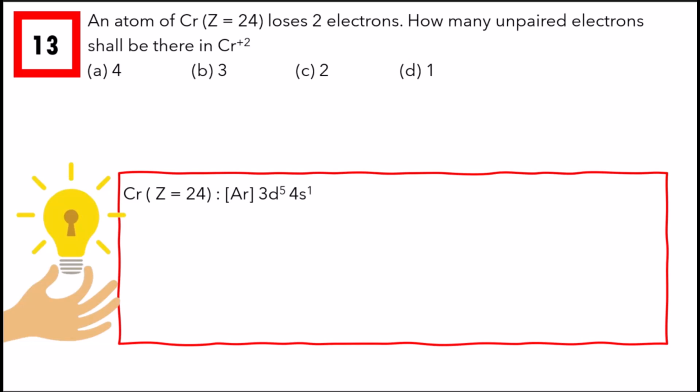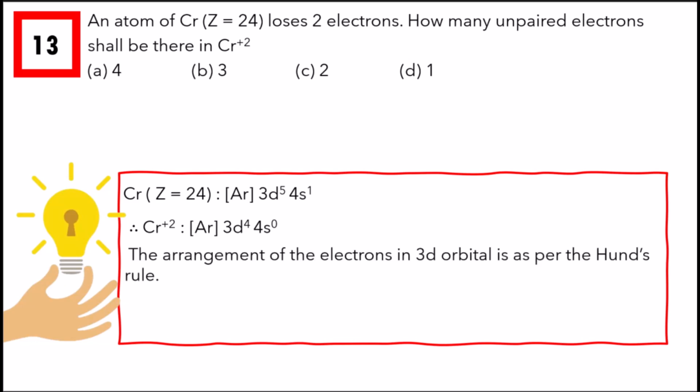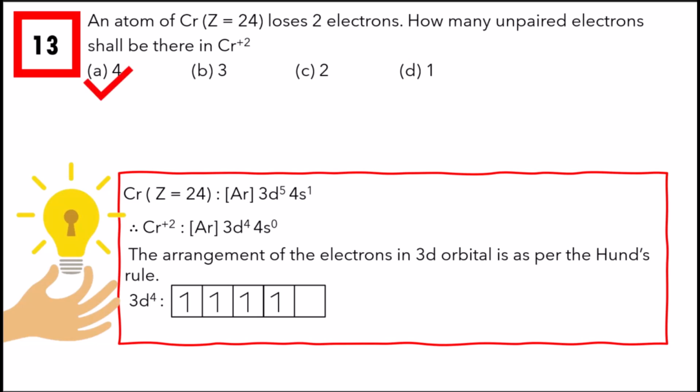Now for Cr2+, two electrons are removed, one from the 4s orbital and one from the 3d orbital. So we have argon 3d4 4s0, and the arrangement of the electrons in the 3d orbitals is as per Hund's rule, that is, in each orbital we place one electron, and so the 4 electrons we have remain unpaired. So the correct answer is 4. Hund's rule says that when electrons enter degenerate orbitals, they first try to remain unpaired, and after that the pairing will start.